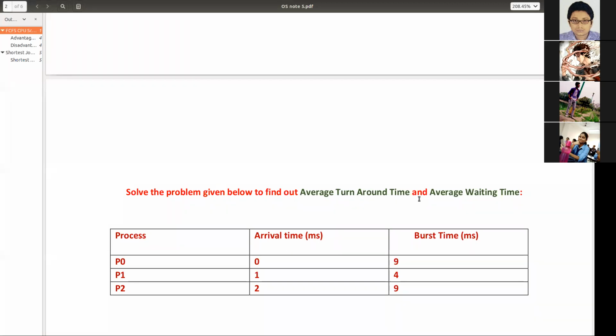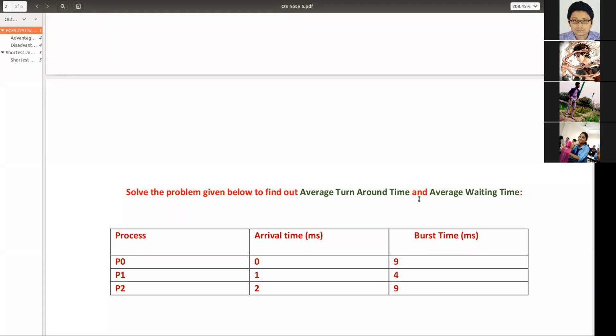Whatever will be the unit given in the question paper, the same unit you will use in the answer. Now here the difference is previously all the processes had arrived at the same time. Here, process P0 has arrived at time 0, process P1 has arrived at time 1, and process P2 has arrived at time 2. Now I hope that you all have been able to solve this.